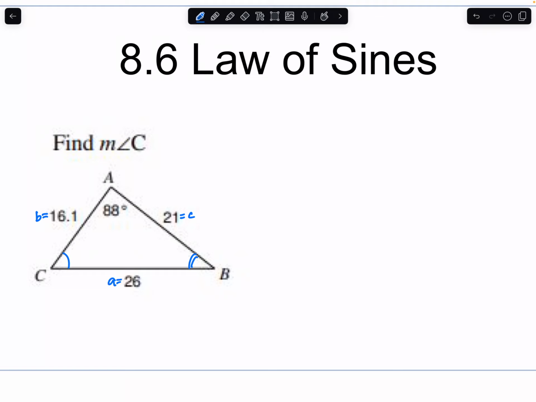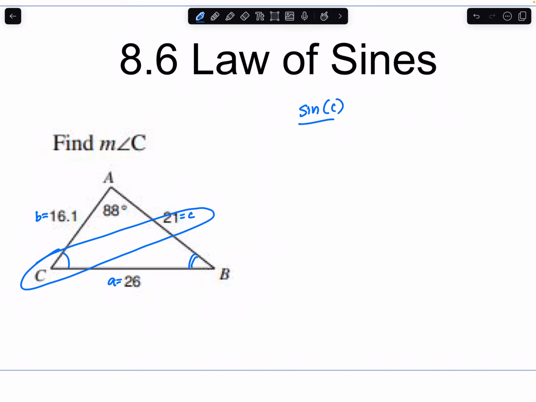Notice how for this one, because I don't have two angles, I can't find angle C or B by adding numbers and subtracting from 180. I don't have enough information. But I'm still going to be using my equation. Sine A over A, sine B over B, and sine C over C. Since I'm solving for angle C, I know I have to use this part of the equation.